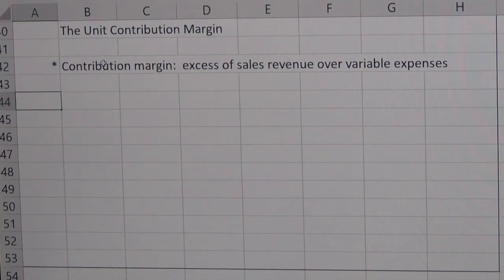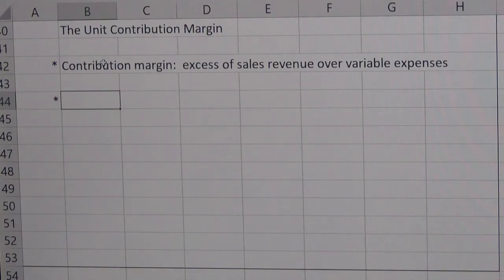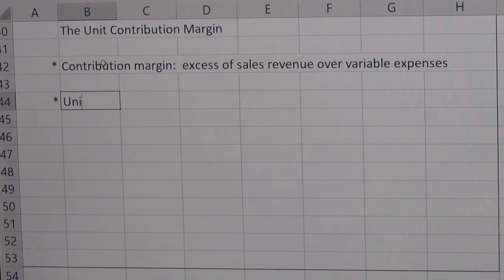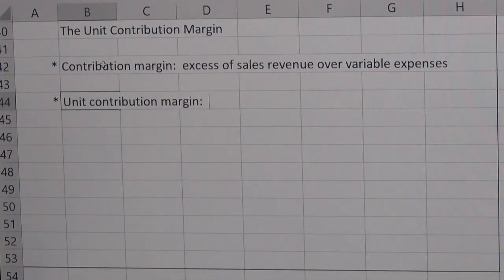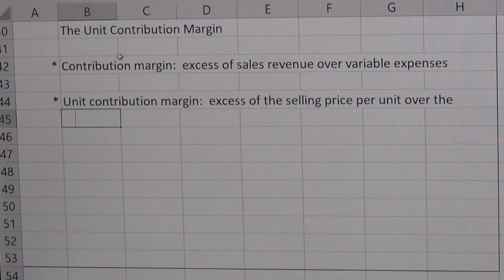Now, what we learned in the previous chapter is we really focused on sales in total and revenues in total. So we computed our contribution margin in total. But in this chapter, we're going to figure out how to compute the unit contribution margin, which is really the same thing except it's per unit. So the textbook would describe it as the excess of the selling price per unit over the variable cost per unit.